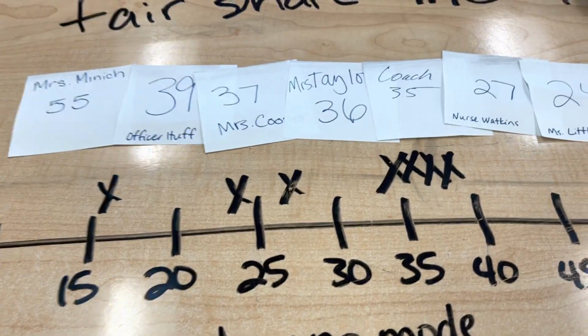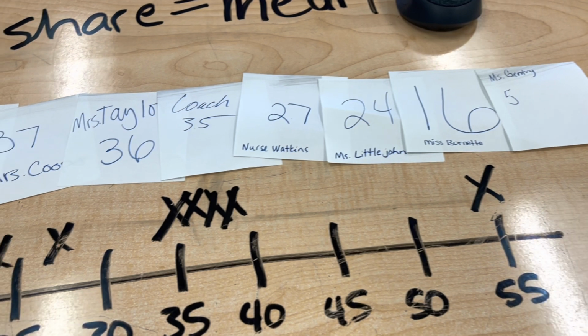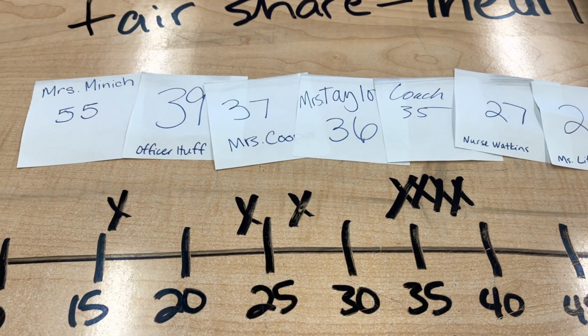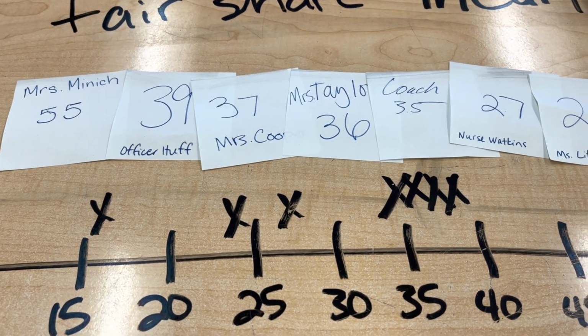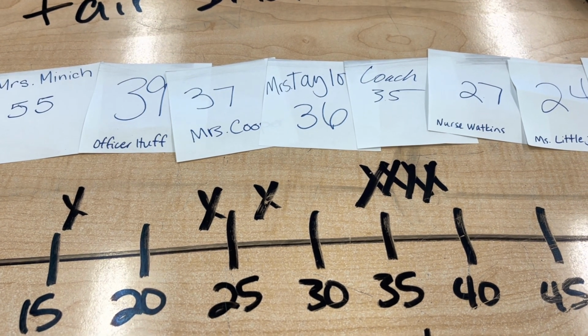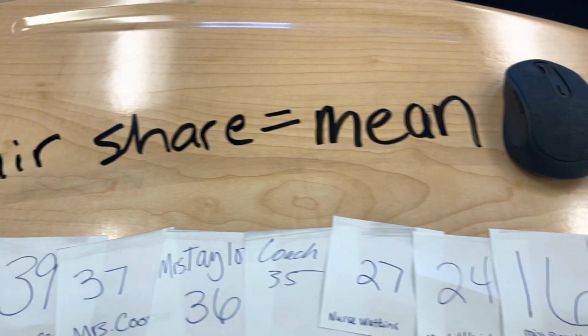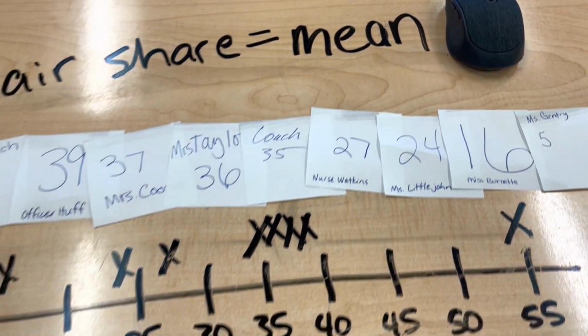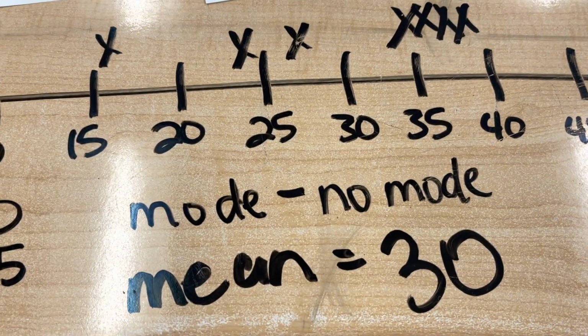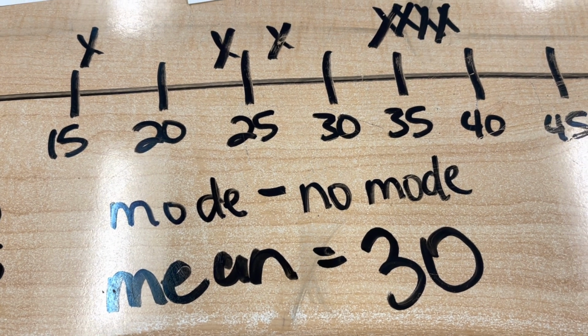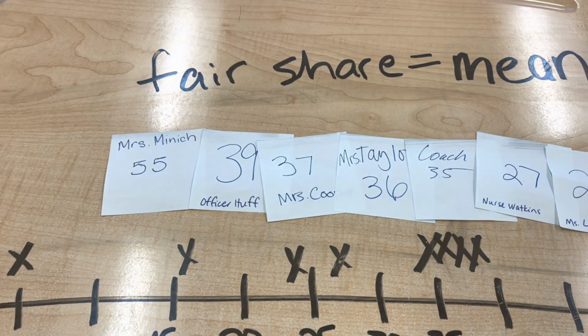So if I added all of my linking cubes together, if I put all of their handfuls into one bag and then divided them evenly, gave everyone a fair share, which equals my mean, they would all get 30 linking cubes. So everyone would have that fair share.